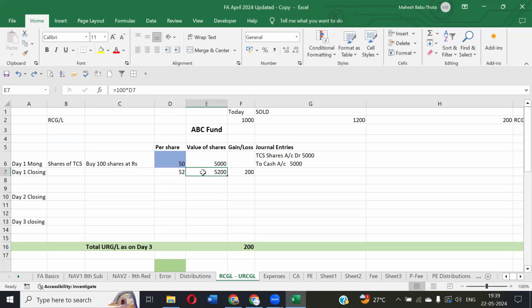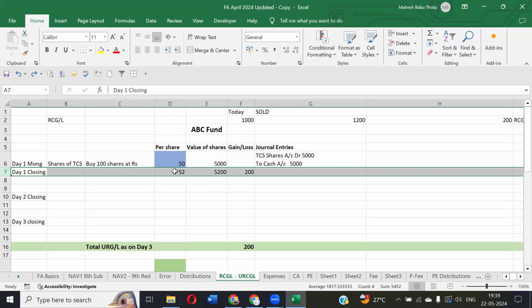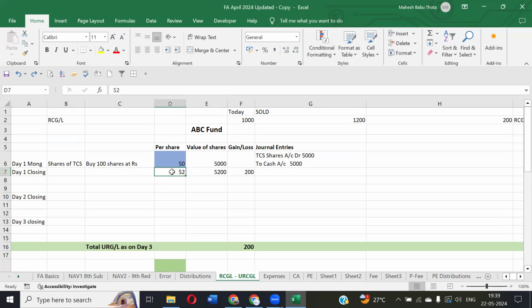First tell me, is it a realized capital gain or an unrealized capital gain? At day one closing, we had a share price of 52 rupees, not yet sold. We didn't sell it. This is an unrealized capital gain. Still, are we going to show it as 5,000 rupees or 5,200 rupees in our balance sheet? 5,000 rupees.